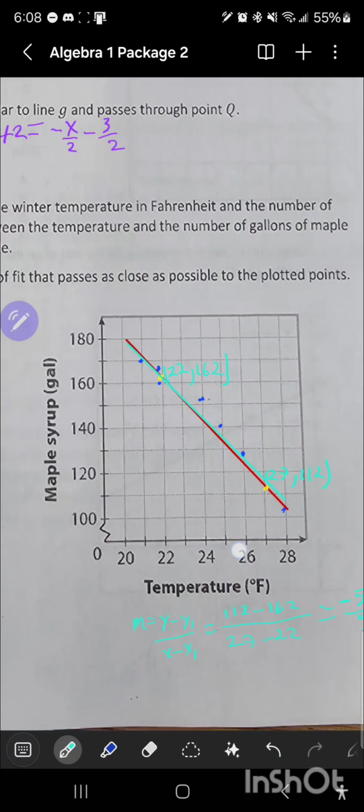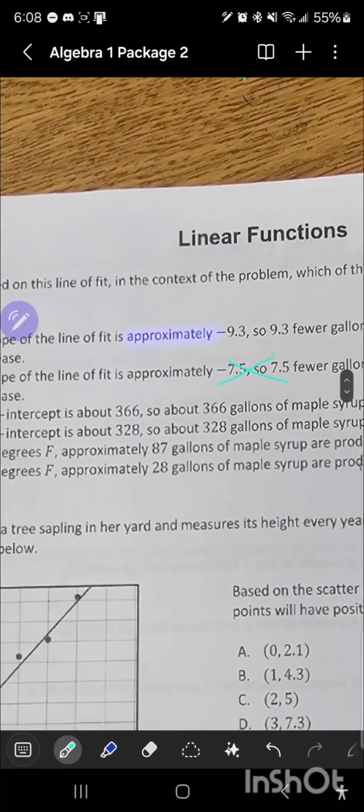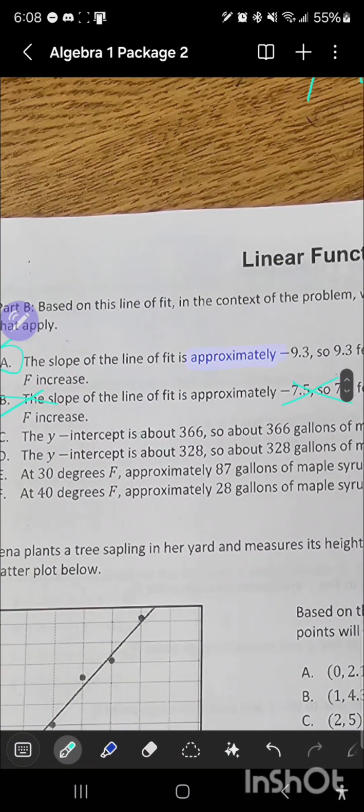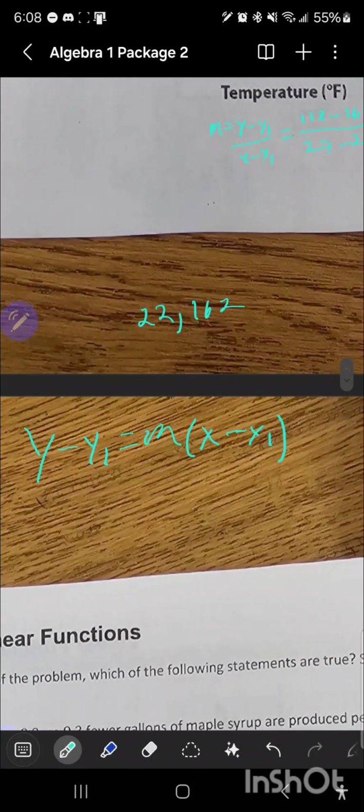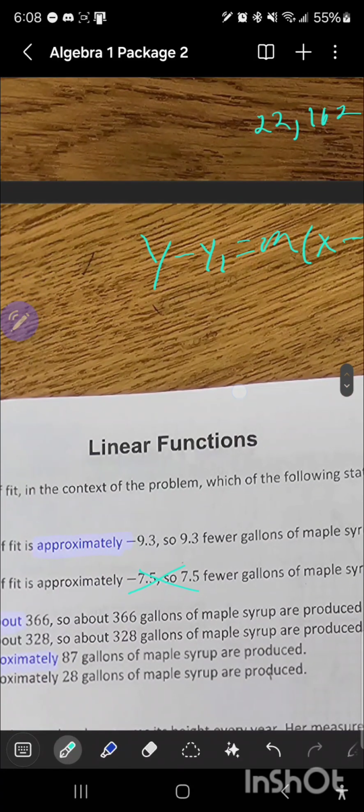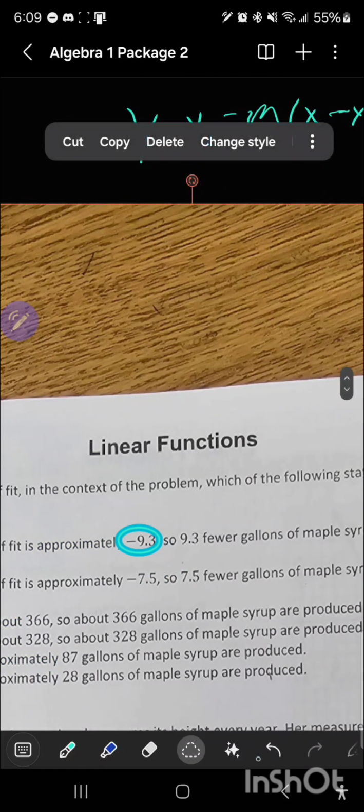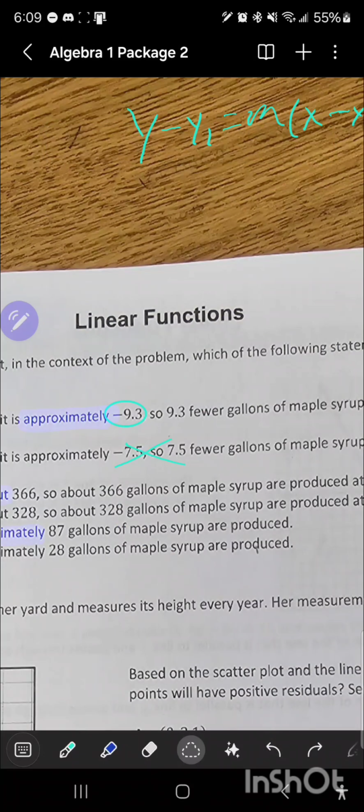But either way, it's going to be approximately. And you see, it says approximately here. It says it's about, and then here it says again it's approximately. So that's basically how it works. Now we have our point, we have our equation, and we have our slope, which is negative 9.3. I'm going to use this one because it's more accurate, since that's the one the exercise is giving us.